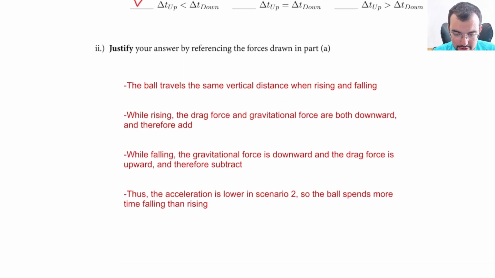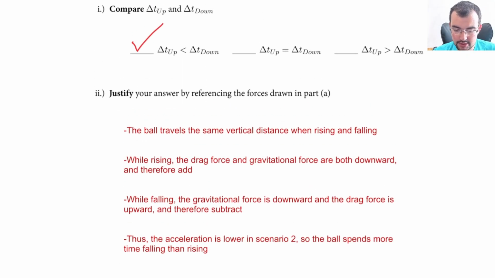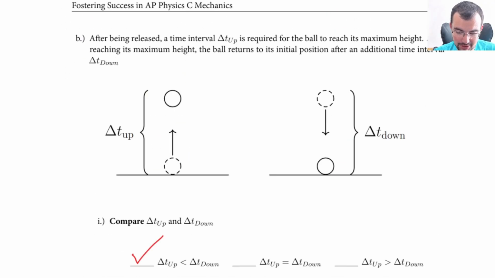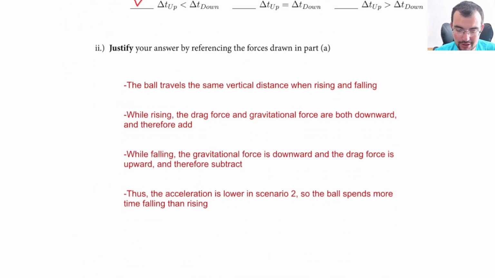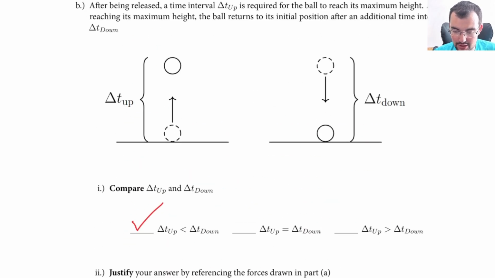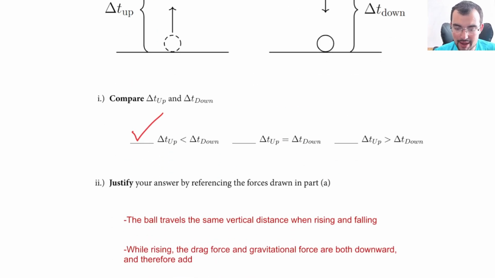What did I say here? Same vertical distance. Drag forces add when rising, creating a large acceleration, and they subtract when traveling downwards, creating a small acceleration. So, since you have a lower acceleration in scenario 2, that process takes longer.